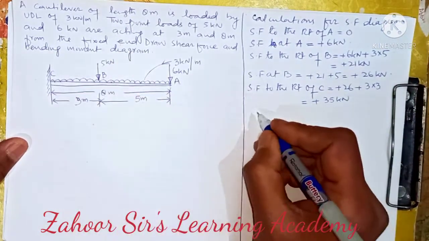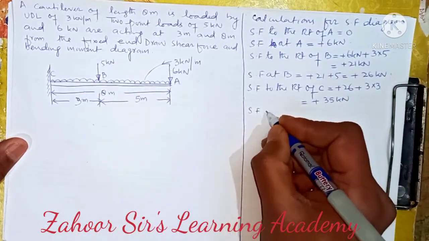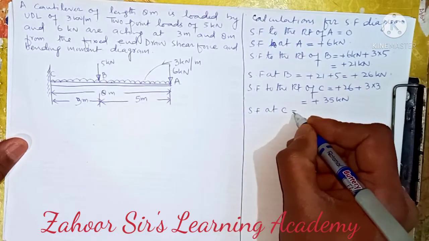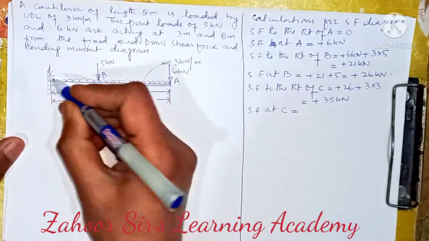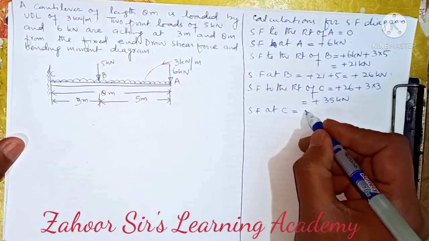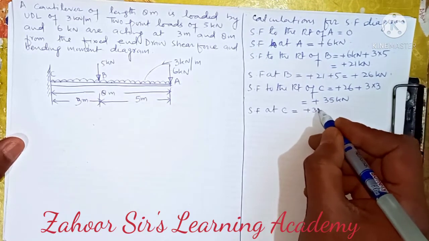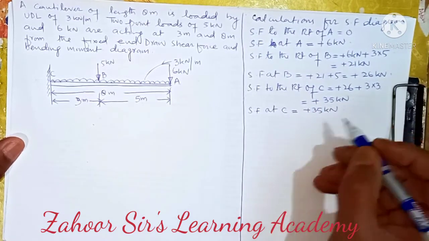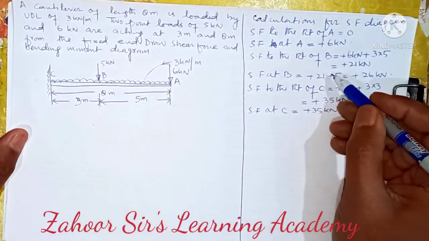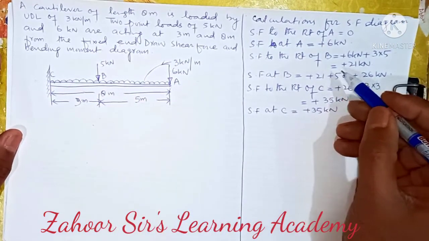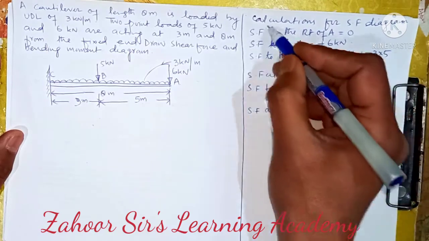Then lastly we have to write SF at C. See, at C there is no load, so that means it is same, that means plus 35 kilonewton. This is how we have to do the calculations first, as we did in the previous case. Same, we have to do the calculations first for the SF.